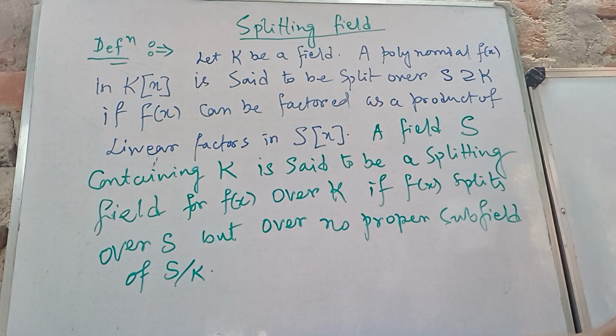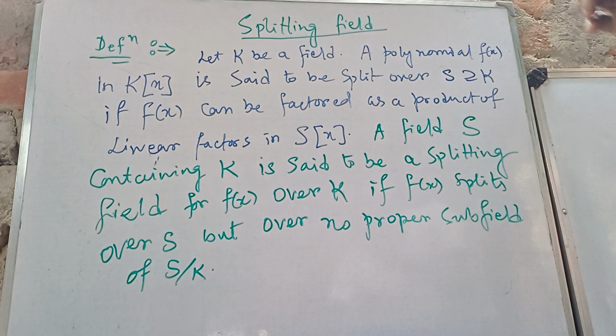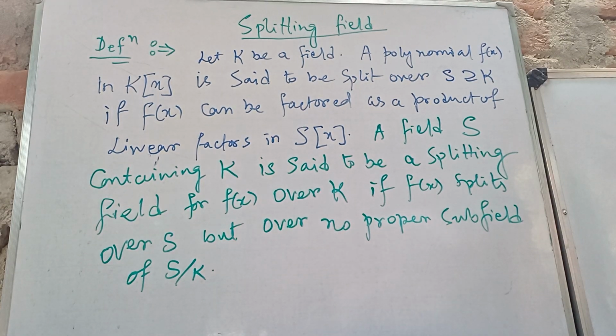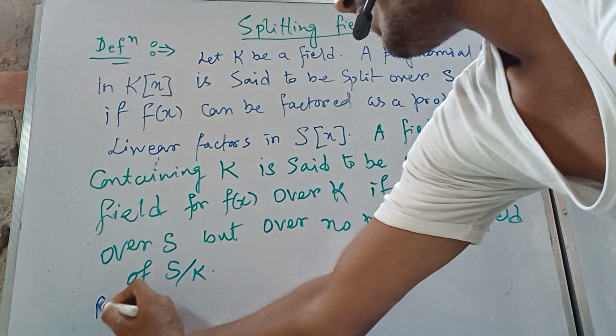So this one is not a problem at all. That means a field S containing K is said to be a splitting field for f(x) over K if f(x) splits over S but over no proper subfield of S that is an extension of K. So we just learned the splitting field definition. Now we are going to see an example related to this topic.